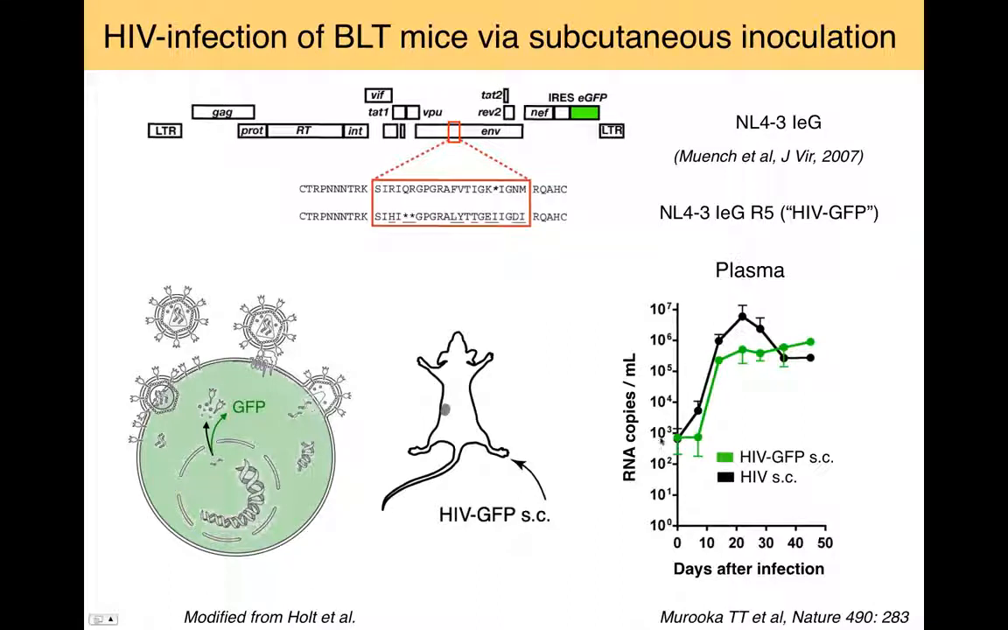And this just shows that we can also generate systemic infections with this virus. So here this is basically a non-fluorescent virus versus the fluorescent virus, and these are RNA copies in the blood, or in the plasma, of these mice. So within 1 to 2 weeks, we typically get robust plasma viremia indicating systemic infection of these animals.